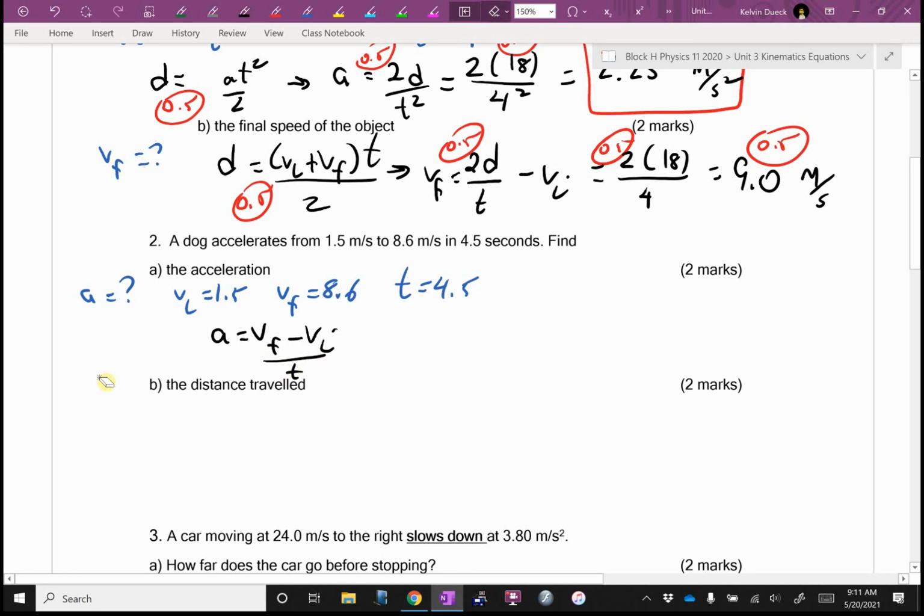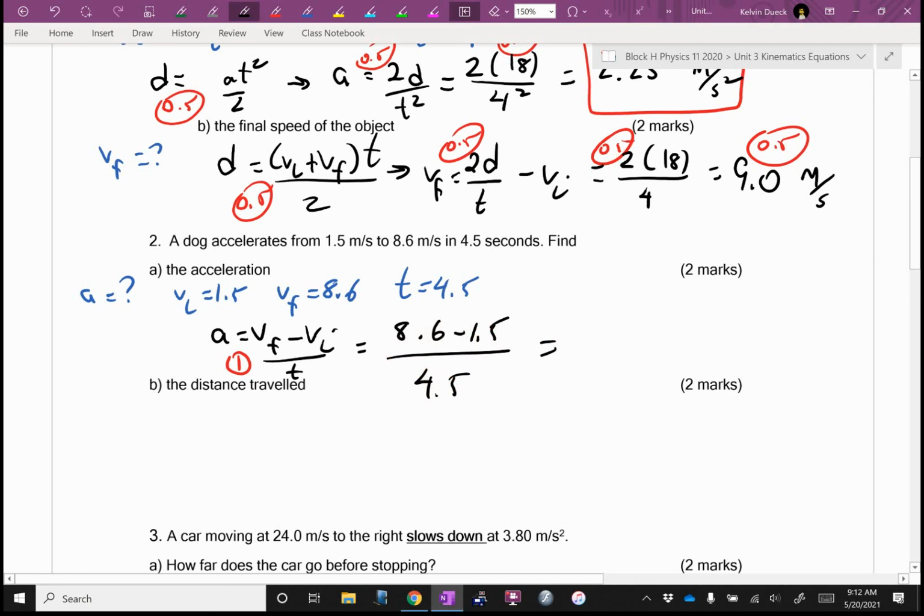If you didn't bother writing VF equals VI plus AT, because it's on your green sheet and rewriting it is kind of a waste of time, I would then give you 1 mark for doing that. The half, I would say, you must have found the correct equation, that's worth a half mark, and you rewrote it correctly, that's the other half mark. And now let's plug in the numbers. It's going to be 8.6 minus 1.5 divided by 4.5.